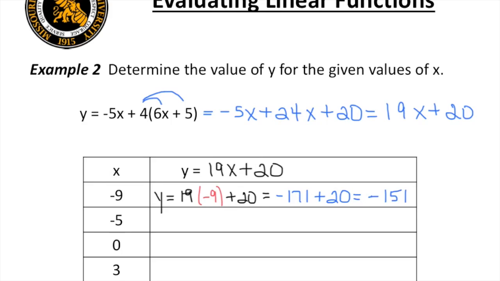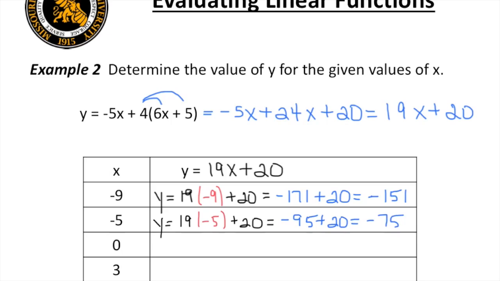Evaluating our equation when x equals negative 5, again, we replace our x with a negative 5. And 19 times 5 is 95. So since this is a negative 5, we have negative 95 plus 20, giving us a final result of negative 75.